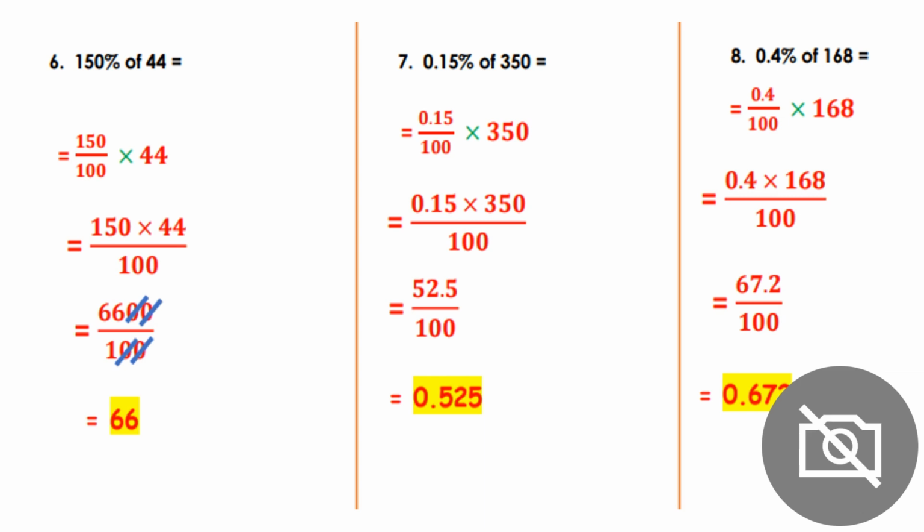150% of 44. Percent means 100. Of means multiply. So 150 you multiply by 44, you will get 6600, then divide by 100. Otherwise what you can do is, you see 150, these zeros and zeros you can cancel. 10 divided by 5 is 2, 15 divided by 5 is 3, then 44 you can divide by 2, so you will get 22. 3 times 22 is 66. You will get the same. So sometimes there may be decimals also, be careful.